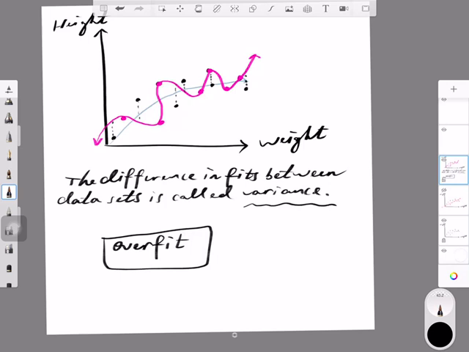To have a good model, we need to find the trade-off between a simple model and a complex model. The simple model in this case is the straight line, and the complex model is of course the squiggly line. So this is what bias is, what variance is, and what the trade-off between them is. You always have to consider the trade-off between bias and variance when you train a model. Okay, I will see you in the next class.